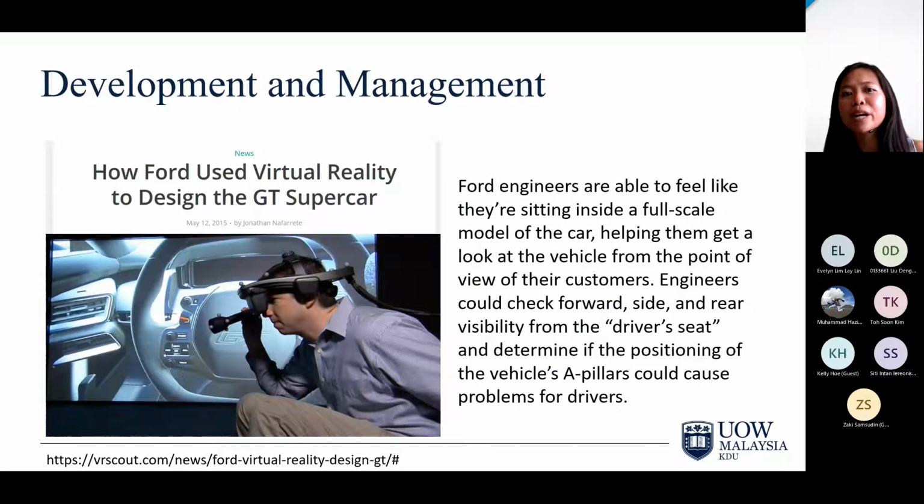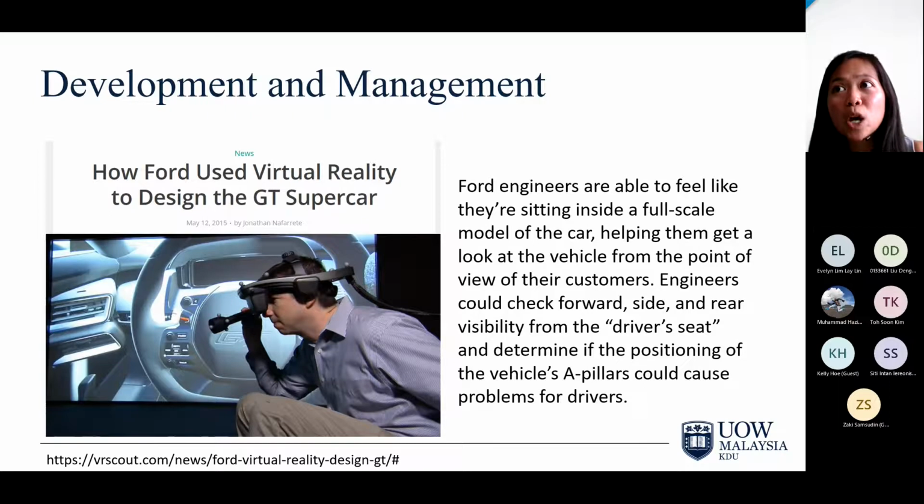All right, let's take a look at development. How could we use VR in helping development and management of a destination? Back in 2015, Ford used VR to design a supercar. At the same time, as a tourism operator, we can use VR to help us arrange, for instance in a museum or an exhibition, the layout, and also to help us manage the place and plan it in advance.